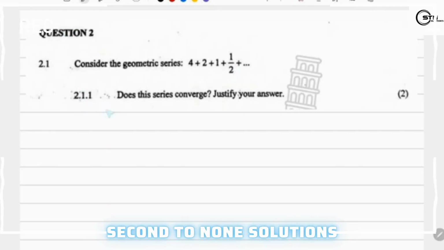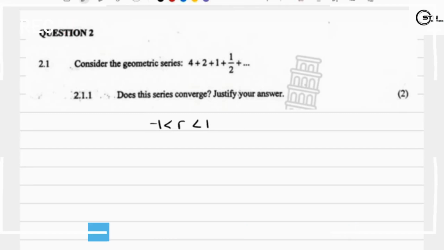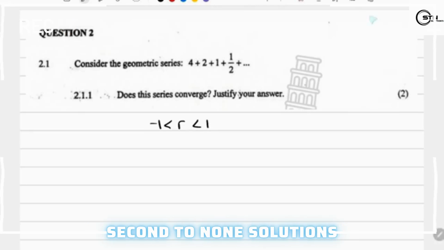So 2.1.1 says, does the series converge? Justify your answer. So does this converge? Well, for a series to converge, your ratio needs to be greater than -1, but less than 1. Okay, so that is just the answer in an equation sense. We can go into a more detailed explanation on that, but I think maybe I'll speak more about that in another video and what it really means for a series to converge.